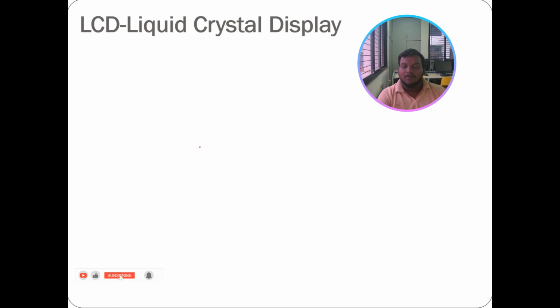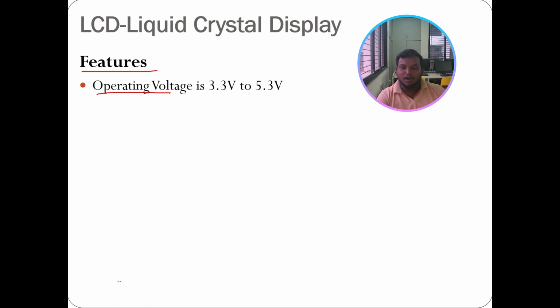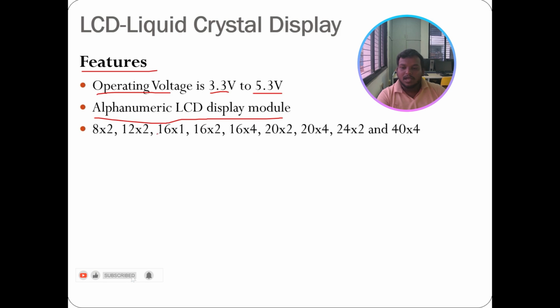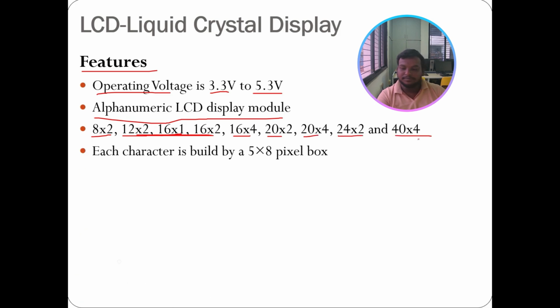Liquid crystal display. That is LCD. What are the features of LCD? We'll see that. First one is operating voltage 3.3 volts to 5.3 volts. Alphanumeric LCD display module. The LCD is available in 8 by 2, 12 by 2, 16 by 1, 16 by 2, 16 by 4, 20 by 2, 20 by 4, 24 by 2, and 40 by 4.